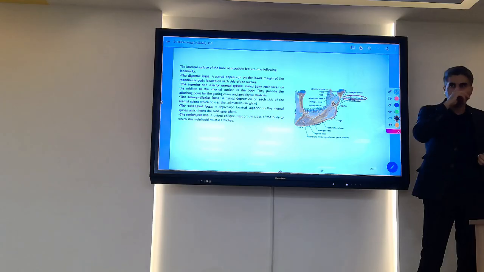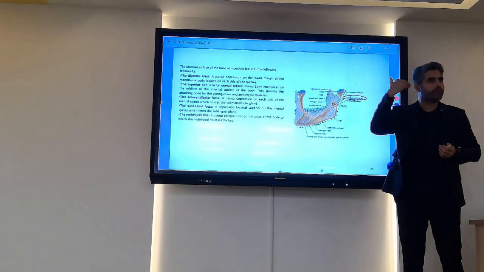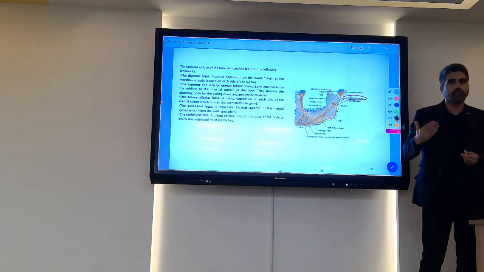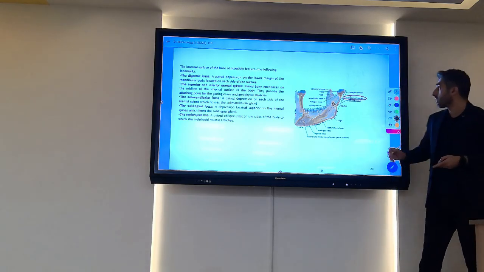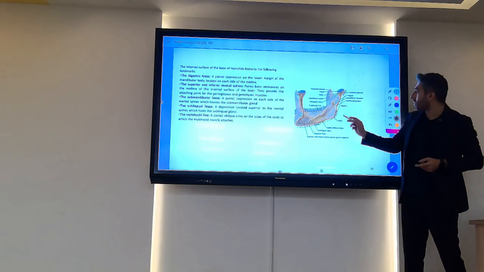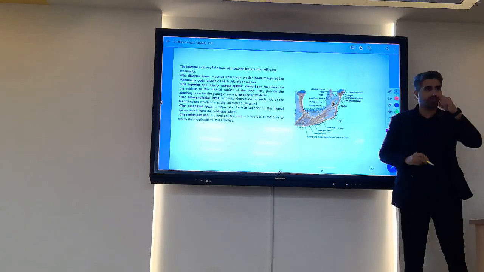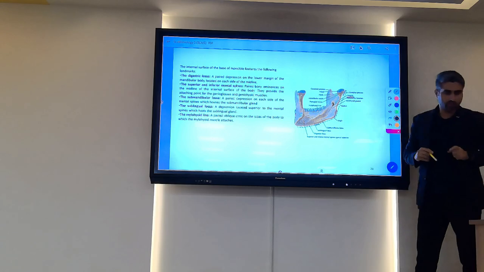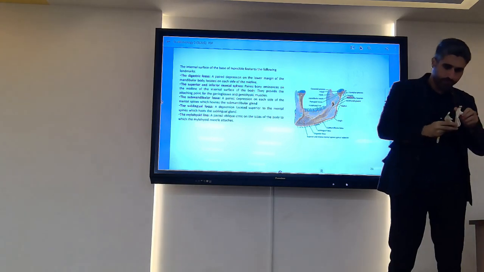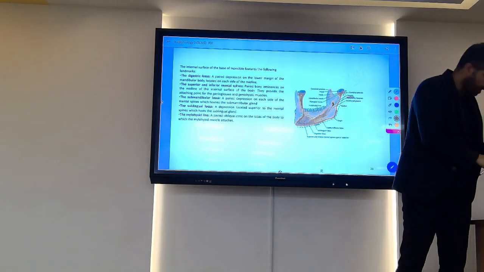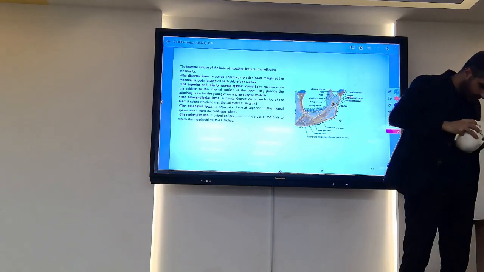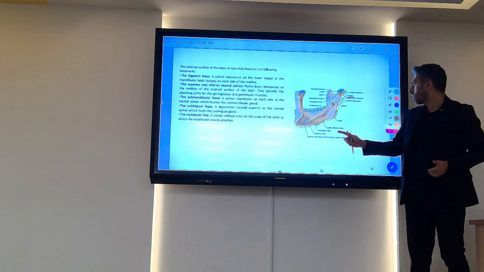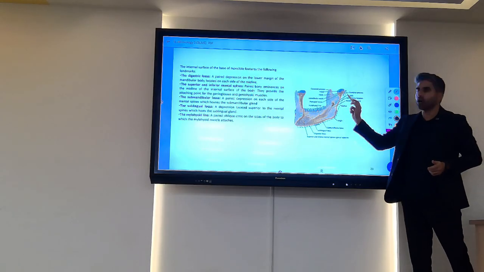What do we have inside this canal? Artery and nerve for the lower teeth. We say inferior alveolar artery and inferior alveolar nerve. Anterior to this foramen, you have something like a tongue, lingual. We say lingula. It's here. It's very small, and it's located anterior to this foramen. In this one it is more obvious. Some ligaments attach to it.